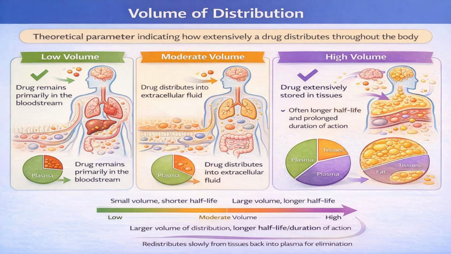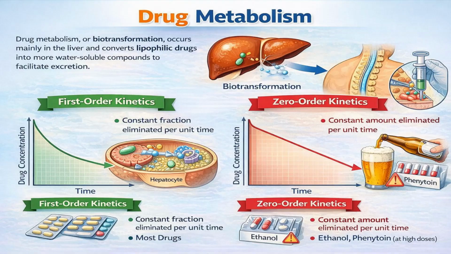Drugs with a large volume of distribution often have a longer half-life and prolonged duration of action because they slowly redistribute back into the plasma for elimination. Next, we move to metabolism. Drug metabolism, or biotransformation, occurs mainly in the liver and converts lipophilic drugs into more water-soluble compounds to facilitate excretion.